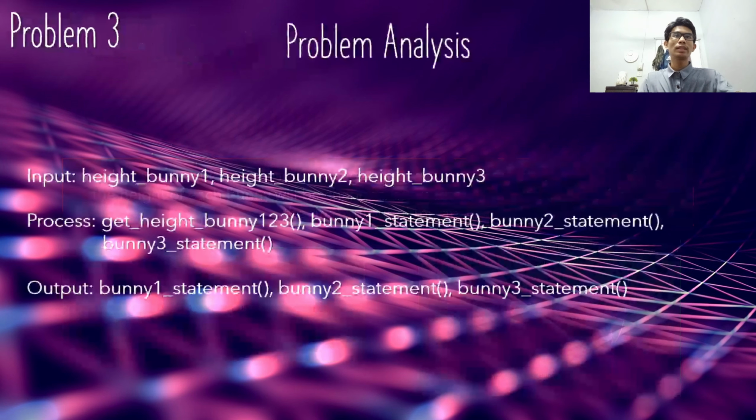So the problem analysis for this problem, for the input: height_bunny_1, height_bunny_2, height_bunny_3. For the process: get_height_bunny_1_to_3, bunny_1_statement, bunny_2_statement, bunny_3_statement. Output: bunny_1_statement, bunny_2_statement, bunny_3_statement.